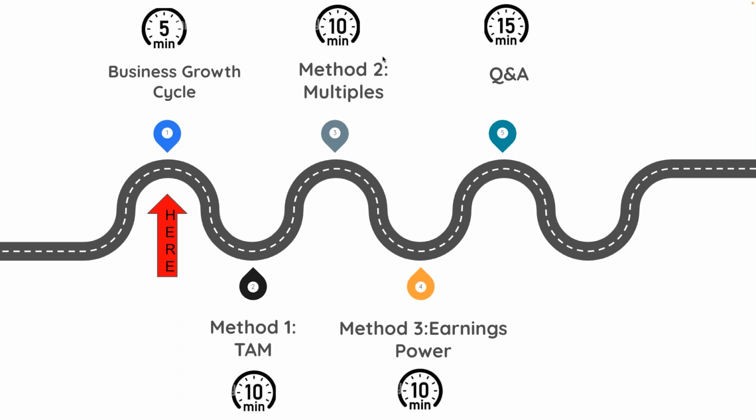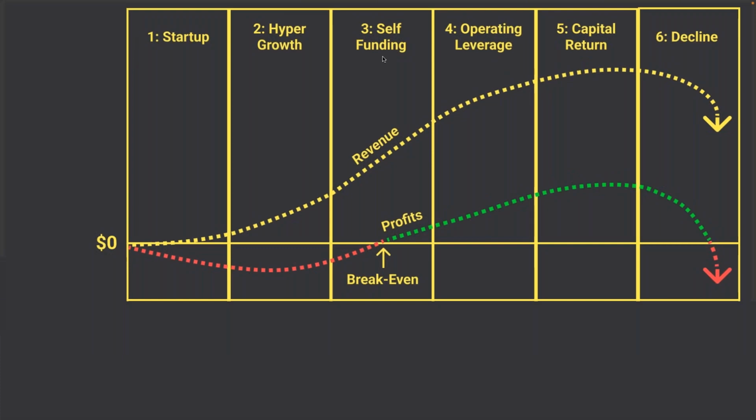Since the goal of this talk is to educate you about how to value growth companies, I think it's first important to level set and make sure that everyone understands something that I think is incredibly important to understand about businesses, and that is the business growth cycle. Broadly speaking, companies that are successful investments that do come public go through 6 distinct phases in their life as a company. Phase 1 is the startup phase.